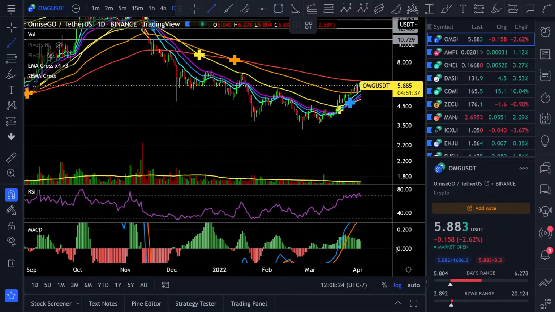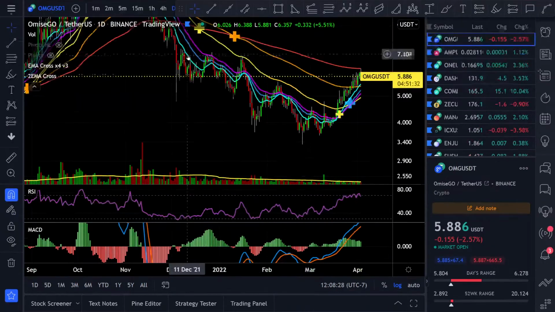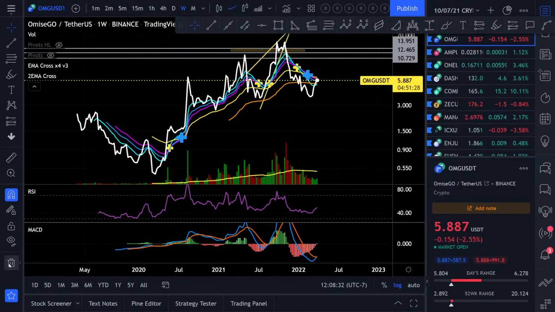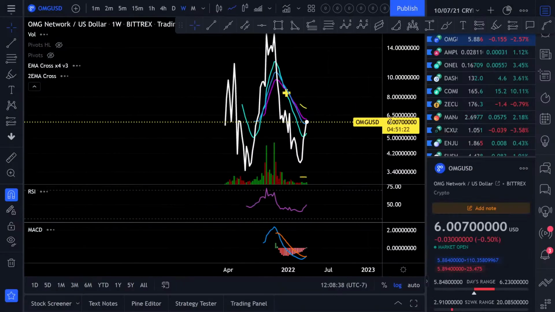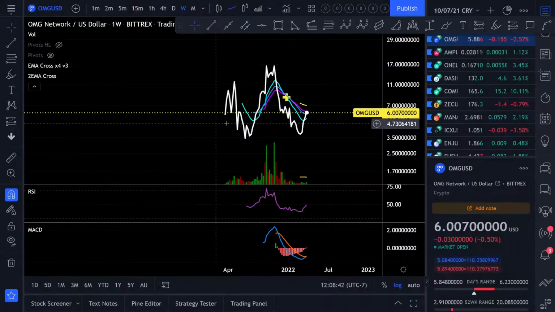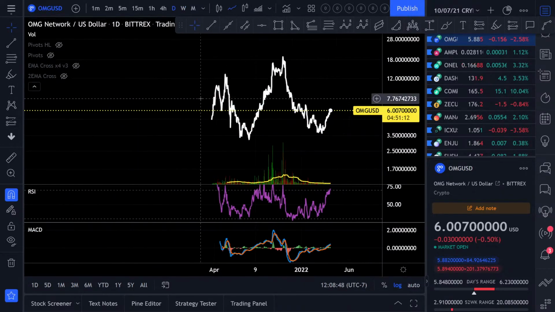Again, OMG losing a little bit of momentum is bearish momentum for me on the daily. On the weekly, however, I'm going to use a different chart. I don't want to erase this. Let's use OMG on Bittrex. No, I don't like that. It looks different. When you have less data, all of a sudden things look different, and it's actually not good for analysis. It's not enough data.